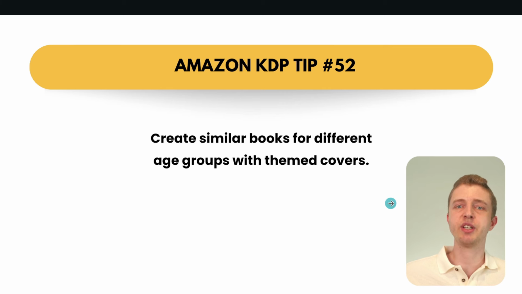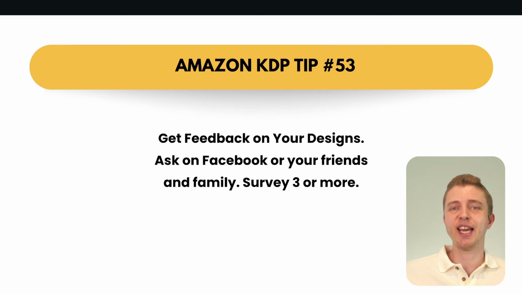Just get creative and try different themes and different age groups and different kinds of books and seeing where you get the best results. Amazon KDP tip number 53 is to try different designs and then getting feedback on those designs. So instead of just doing one design, try doing 3 designs or 5 cover designs for a book and then asking your friends or asking family or asking on Facebook which cover they prefer.